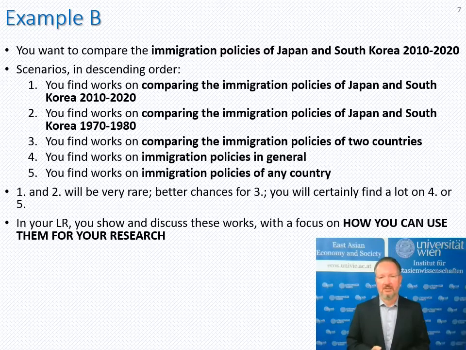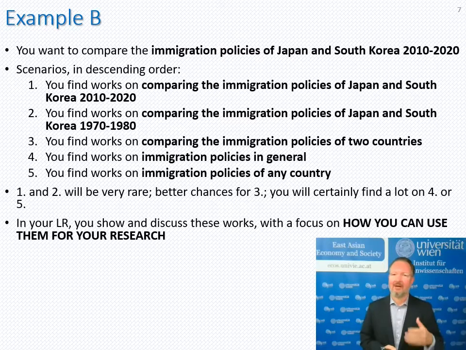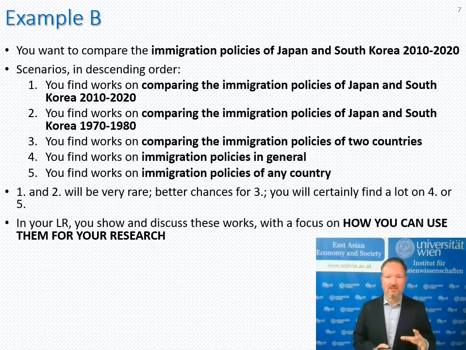Actually, my guess is that 3 is something where you will be most successful, because it is still close enough to what you actually want to do, but broad enough so that your chances of finding something will actually grow. If you don't find anything on a comparison of immigration policies, you have to move one level up in the abstraction staircase, and you arrive at immigration policies as such. Not books comparing them, but books about immigration policies. And this is actually the real art that you have to learn if you aren't already a master of it.